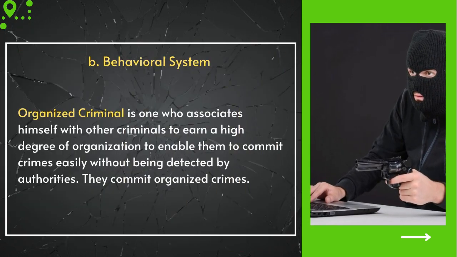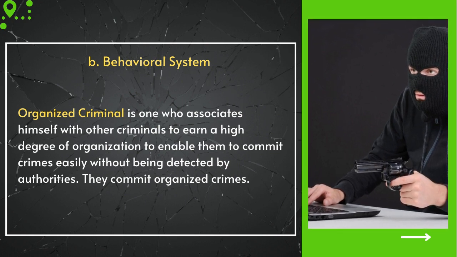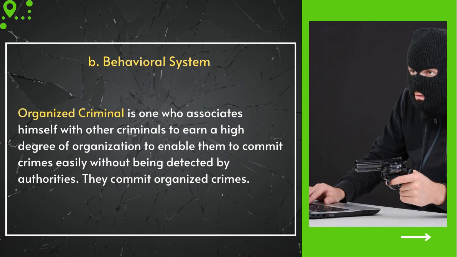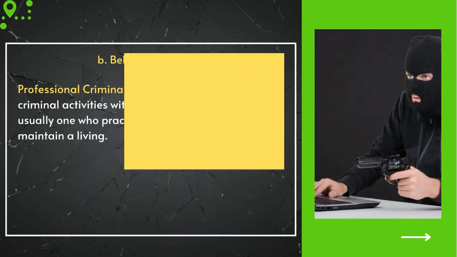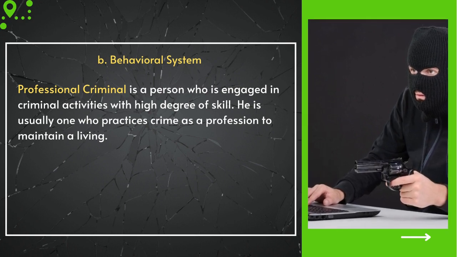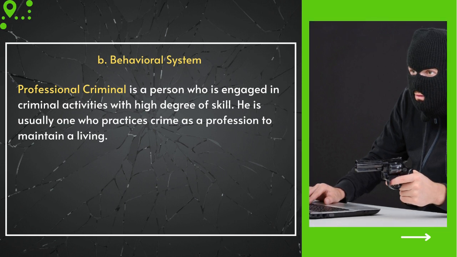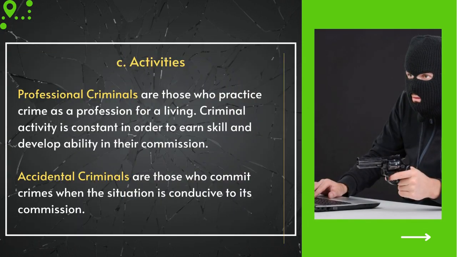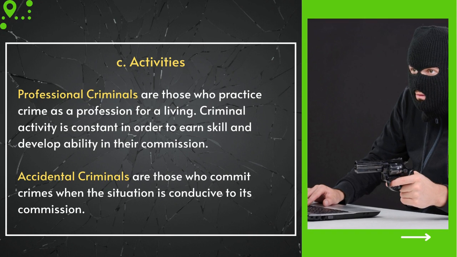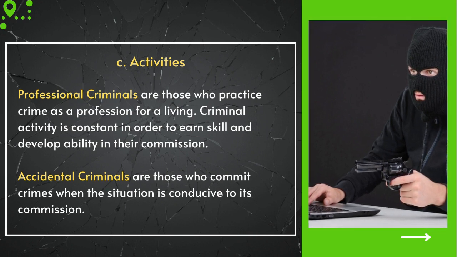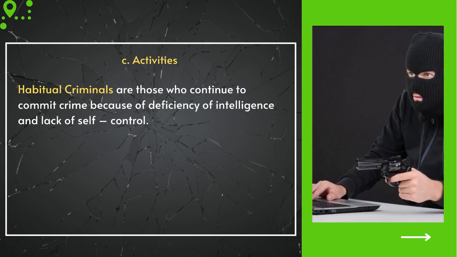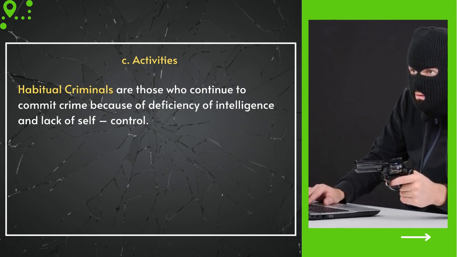An organized criminal is one who associates himself with other criminals to earn a high degree of organization to enable them to commit crimes easily without being detected by authorities. They commit organized crimes. A professional criminal is a person who is engaged in criminal activities with a high degree of skill. He is usually one who practices crime as a profession to maintain a living. Next, the criminological classification based on C. Activities. Professional criminals are those who practice crime as a profession for a living. Criminal activity is constant in order to earn skill and develop ability in their commission. Accidental criminals are those who commit crimes when the situation is conducive to its commission. Habitual criminals are those who continue to commit crime because of deficiency of intelligence and lack of self-control.